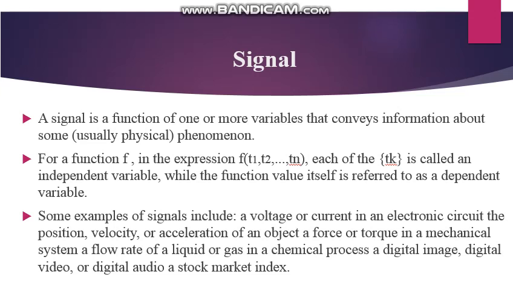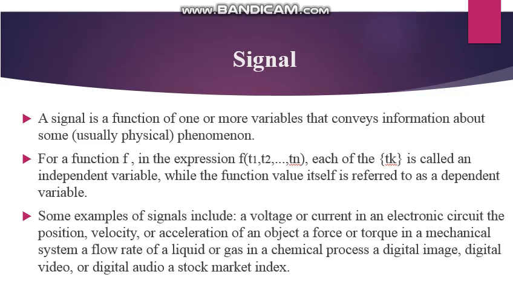Some examples of signals include a voltage or current in an electronic circuit, the position, velocity, acceleration of an object, a force or torque in a mechanical system, flow rate of a liquid or gas in a chemical process, a digital image, digital video or digital audio, a stock market index. They all are known as signals.